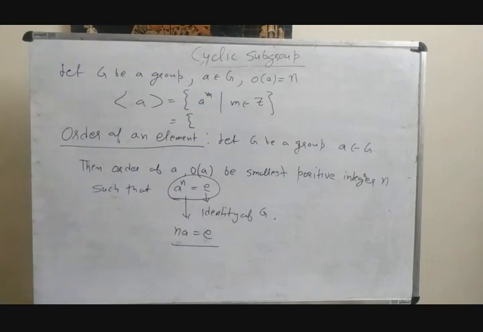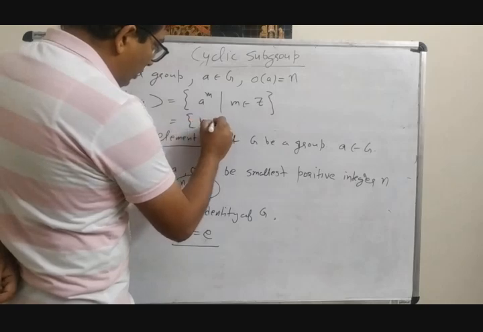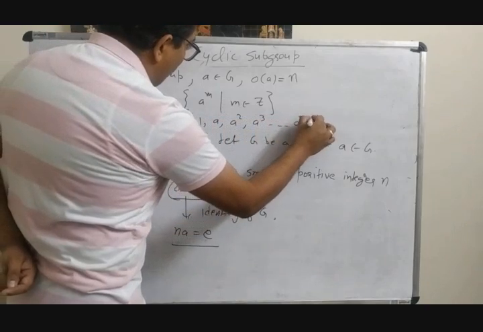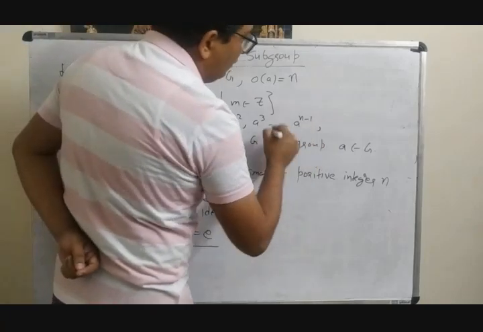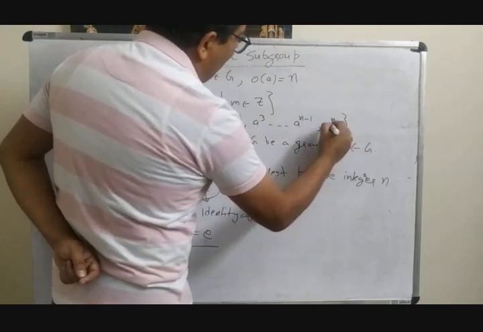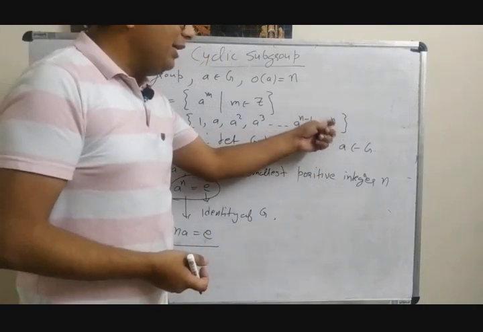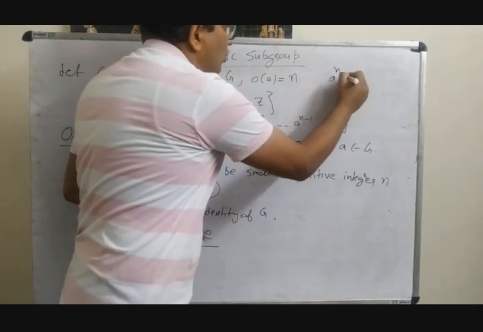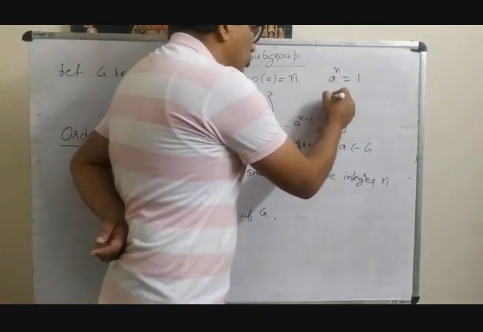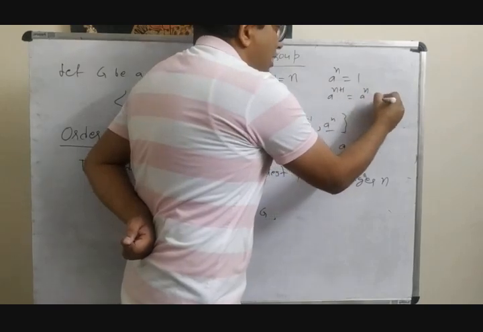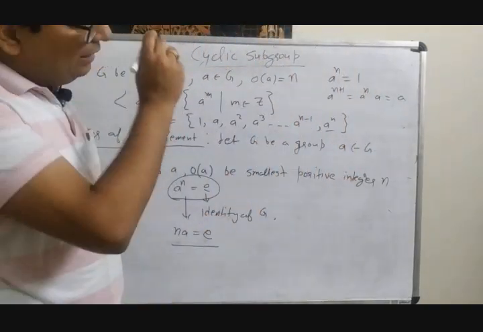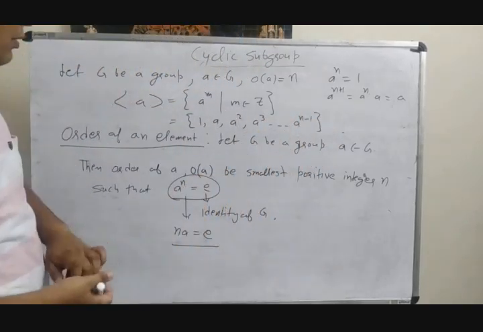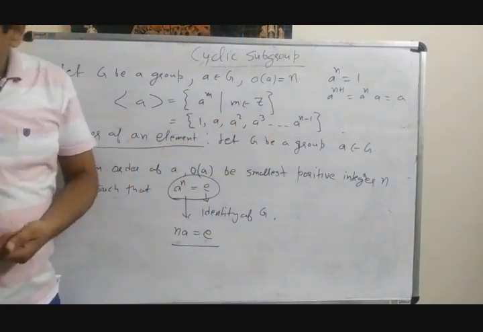Now let us try to put in the values. So what should it be? It should be 1, a, a square, a cube, up to a raised to power n minus 1. And when we write a raised to power n, what will it become? A raised to power n is equal to identity. Identity is represented by 1 here. So a raised to power n is equal to 1. What about a raised to power n plus 1? This will be a raised to power n into a, which is a. And similarly, after a raised to power n minus 1, the elements go on repeating.